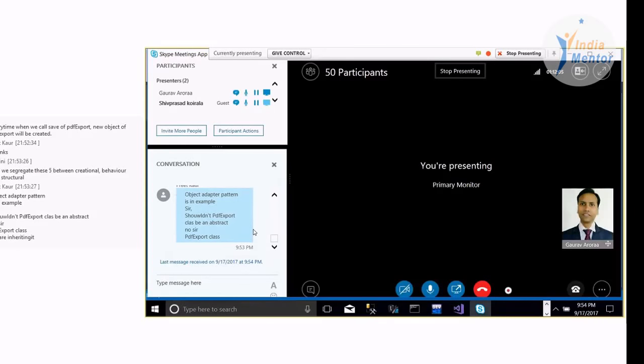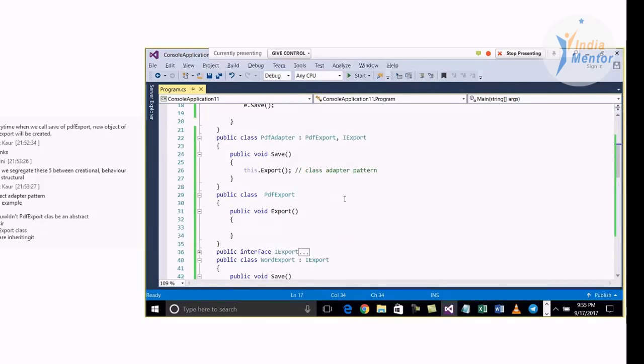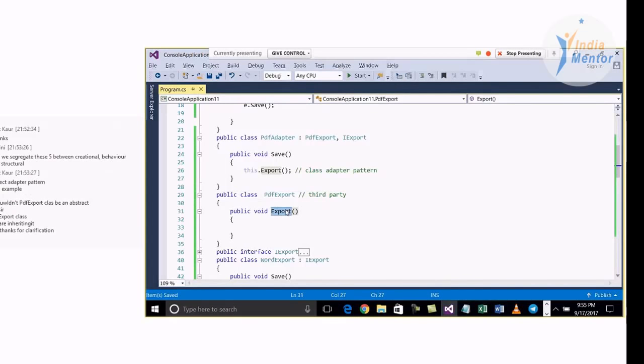No, see, PDF export is not in my control. This PDF export is coming from a third party, so I don't know how the third party has done it. Think about PDF export as a DLL, which I don't have control over. If I had control over it, I could just go and make it save, isn't it? So I don't have control on that. So that's a limitation.